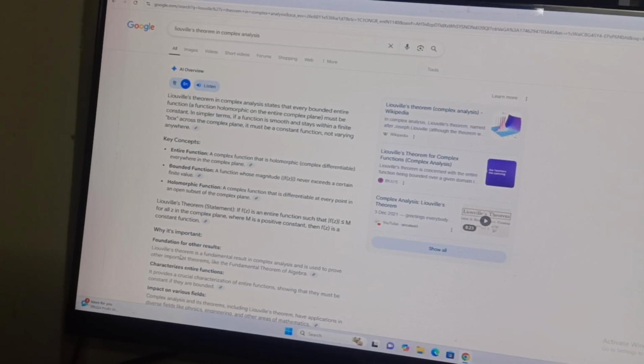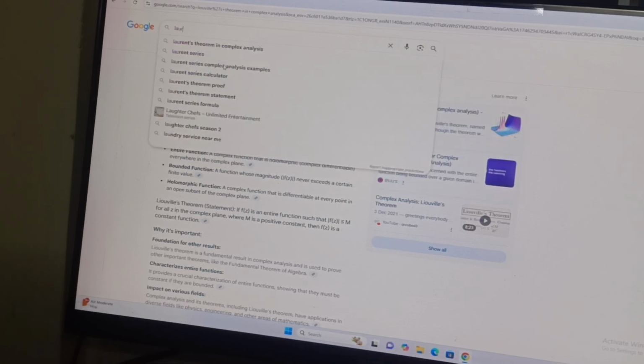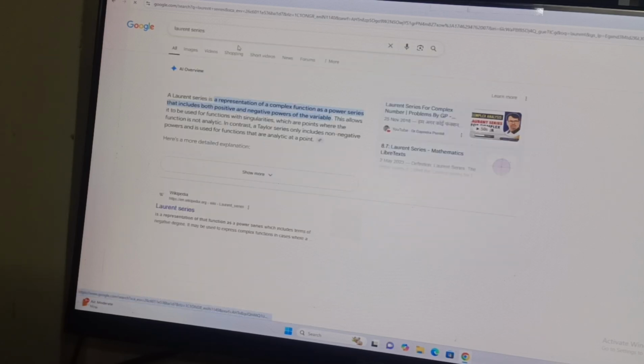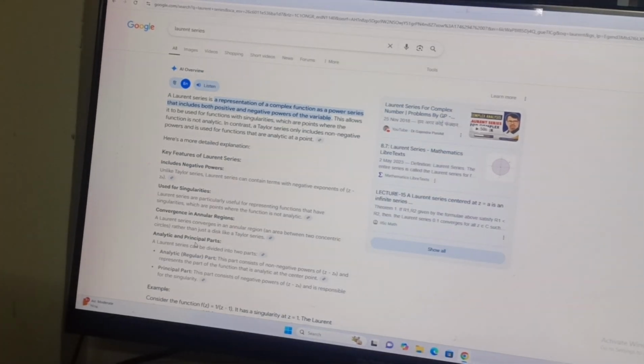Liouville's theorem is a fundamental result of complex analysis and is used to prove other important theorems. Okay, so now we will see Taylor and Laurent series. Firstly, Laurent series: a representation of a complex function as a power series that includes both positive and negative powers of the variable, with convergence in an annular region where the function is analytic. Okay, this is all.